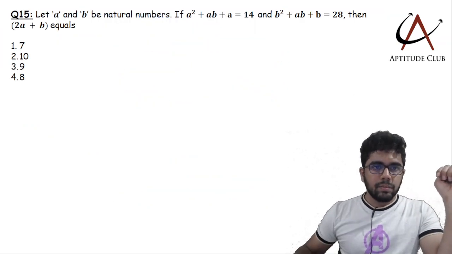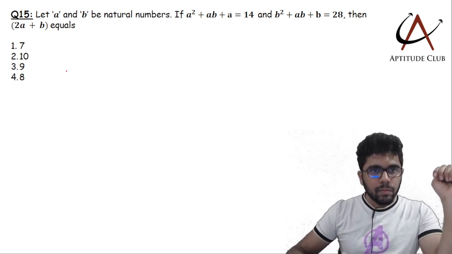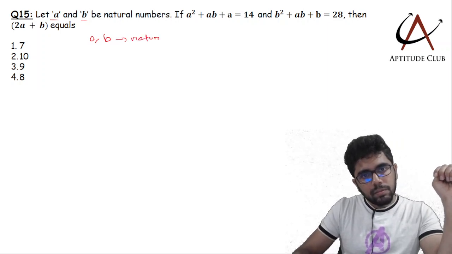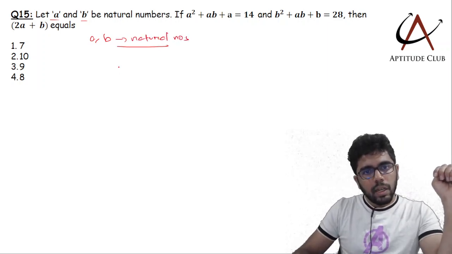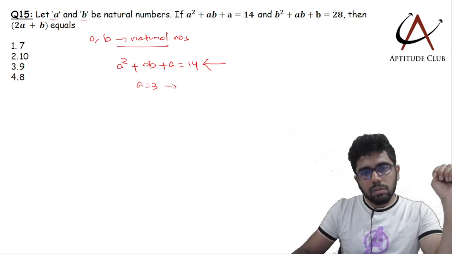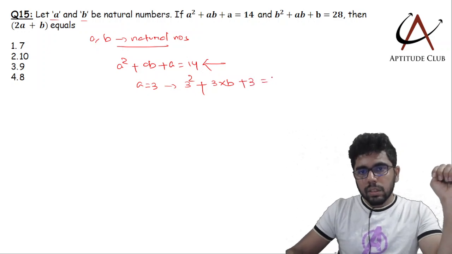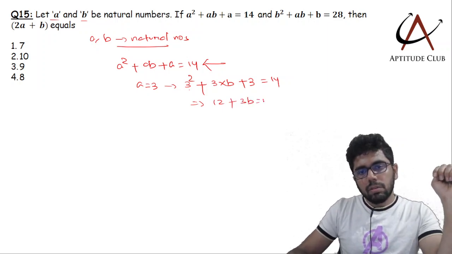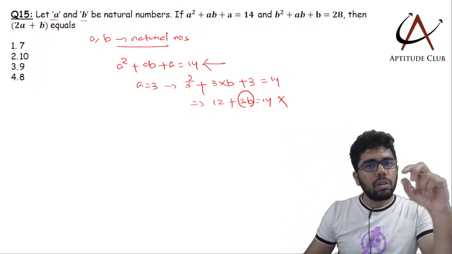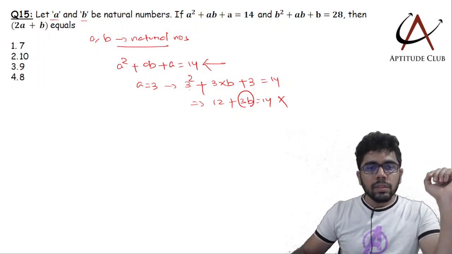Okay, let's look at the last one. Let a and b be natural numbers. Very important information: a and b are natural numbers. And they say here that a square plus ab plus a is equal to 14. Again a super easy question. If I start a with 3, then 3 square plus 3 into b plus 3 is equal to 14, which gives you 9 plus 3, 12 plus 3b is equal to 14. This is not possible because then b cannot be an integer. Even if I take b as 1, a natural number, it becomes 15. So a can't be 3.